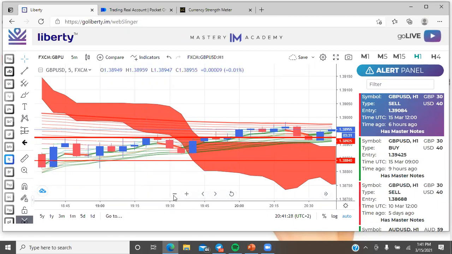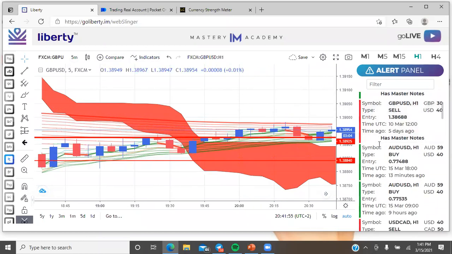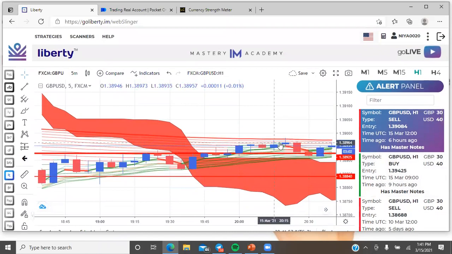So at the bottom, you'll see a minus and a plus sign. It's to say zoom out and zoom in. You'll be able to zoom in that way and make sure you're on GBP USD, 5-minute candlestick, and an hour time chart. And then you'll be able to have my outlook too. And it should say on the alert panel, it should say our has master notes. Well, all of them really do, but you can just click on them and see.